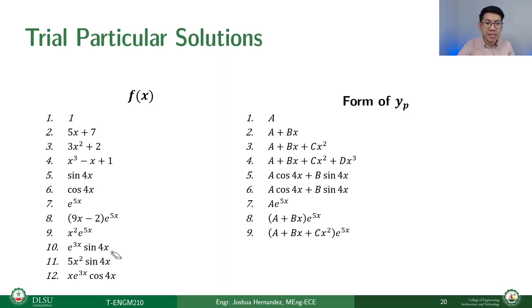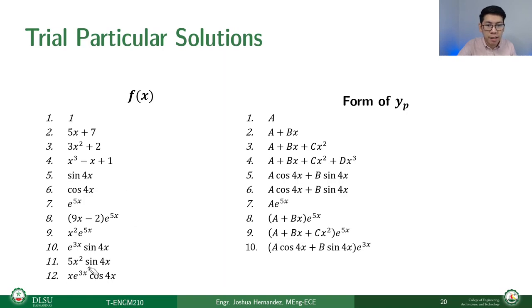The answer is a cosine 4x plus b sine 4x. And then multiply the whole factor to e raised to 3x. So that's the expression when we have an exponential and sine function in our trial particular solution in the method of undetermined coefficients (MUC).